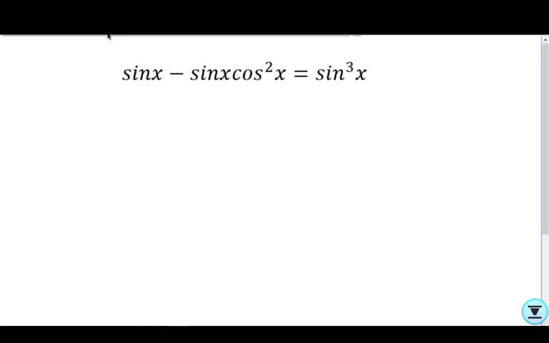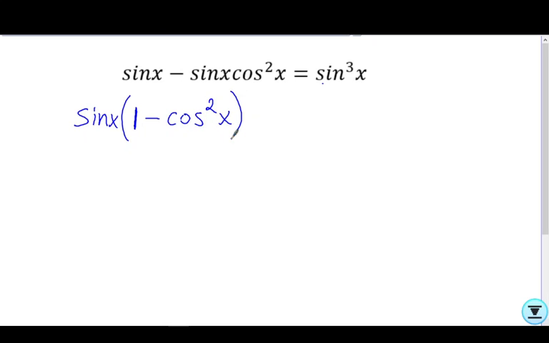Well, as soon as I look at this, I see a greatest common factor. And not only that, I see my answer is sine. So I'm going to factor out sine x from both of my terms. So sine, I factor out, I get 1 minus cosine squared x.